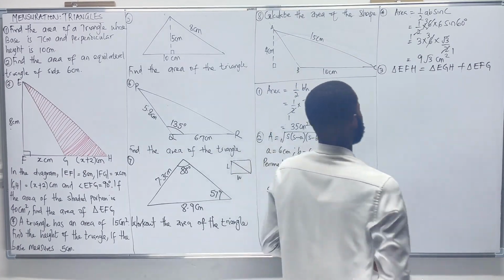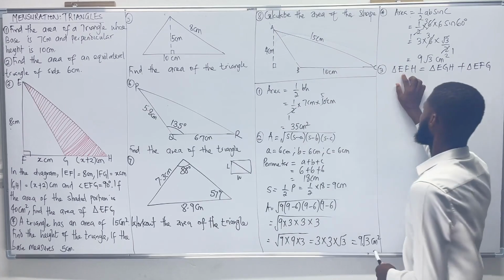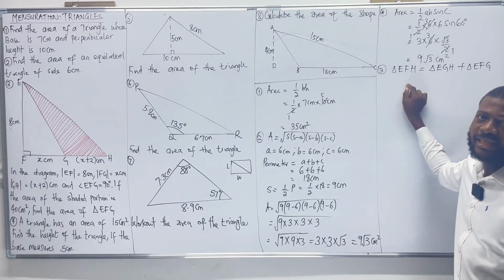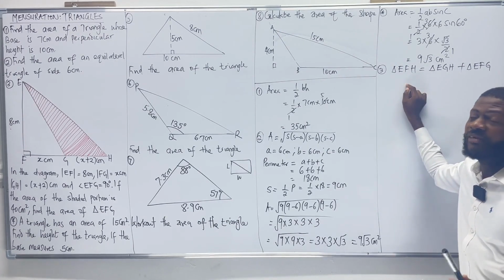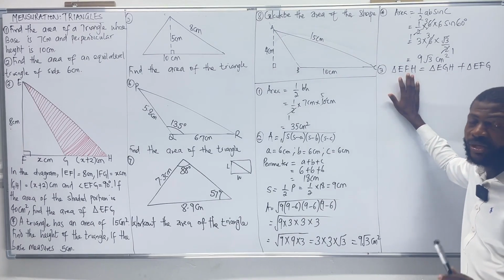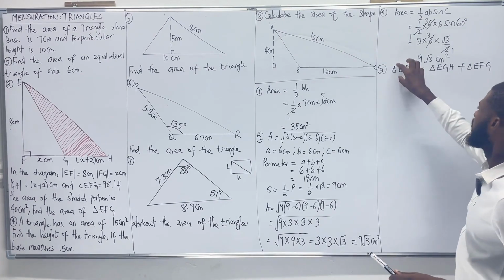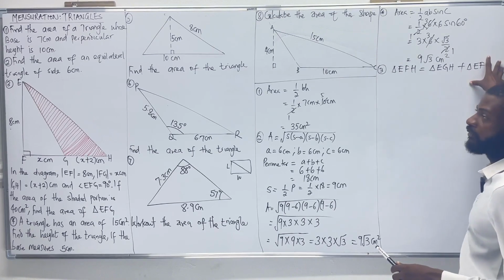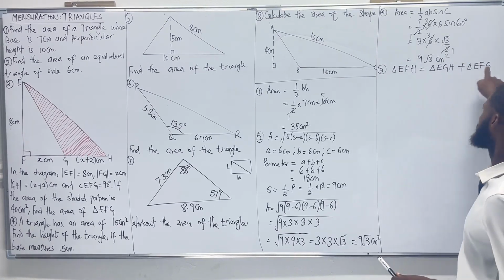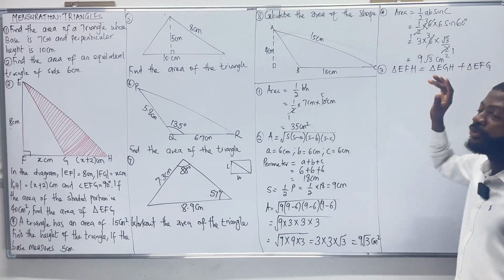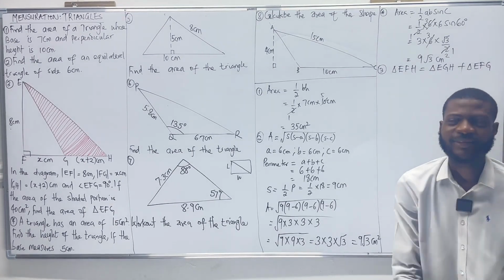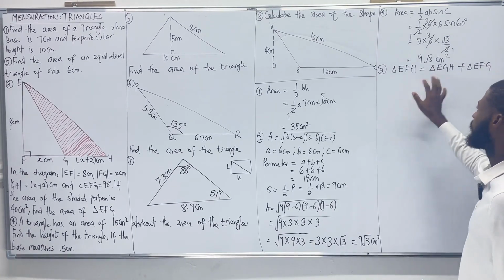Good. So let's continue. Now this very triangle here, triangle EFG, take note that, like I said when I was explaining in the other video, for area, you can basically say area of this is equal to area of this plus area of this. So the areas will equal each other. You can only do this for area, not perimeter. Please, not perimeter. You can only do it for area.